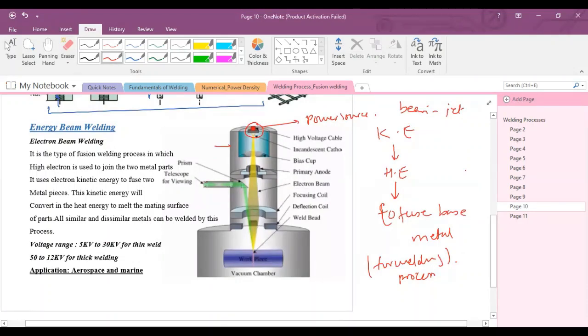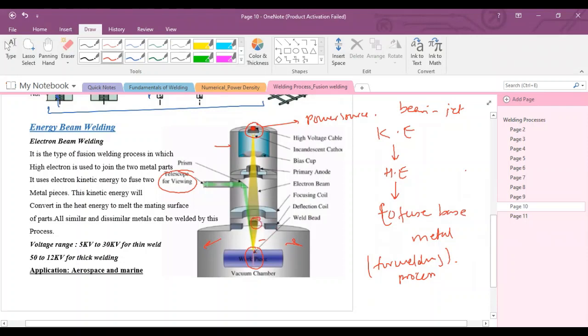There is one telescope provided, and through this telescope you can view the welding process. There is also one magnetic lens, and this magnetic lens absorbs low energy electrons and doesn't allow the electron beam to diverge. If the electron beam diverges, it will scatter somewhere in the apparatus, and you will not get a proper joint, because it is very important to converge the beam into the weld cavity for proper welding.